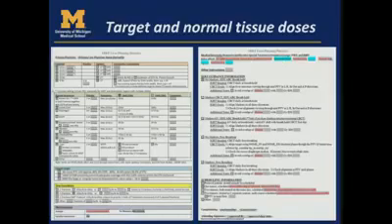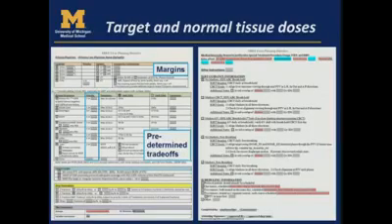So what about target and normal tissue doses? Again, these templates are really useful for us. Up here we have the different GTVs, ITVs if relevant, and PTVs, and these all impact the margins that are going to be used for expansions. Down here we have predetermined trade-offs with priorities listed for different normal tissues relative to PTV coverage.